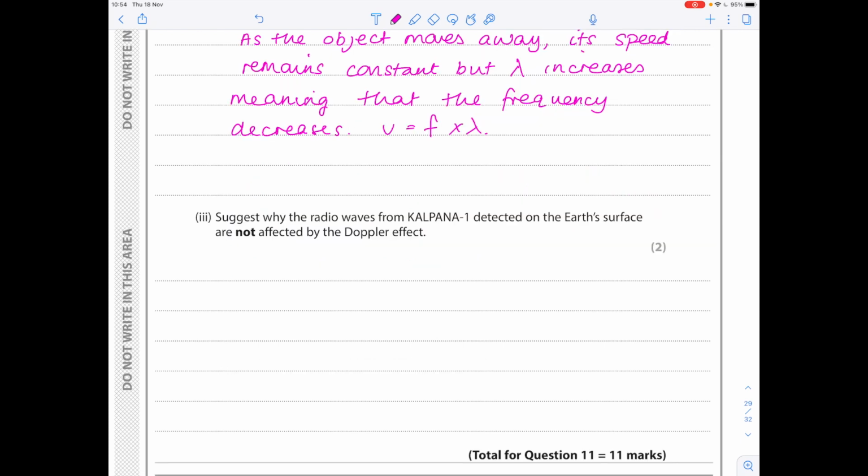Suggest why the radio waves from Kalpana 1 detected on the Earth's surface are not affected by the Doppler effect. Well, this is because the distance of the satellite Kalpana from the Earth does not change, meaning that we get no change in wavelength or frequency.